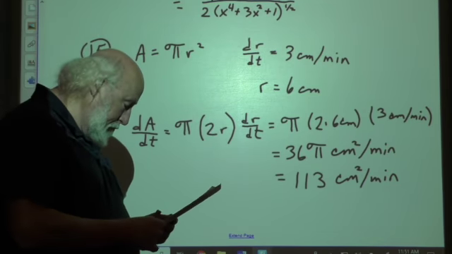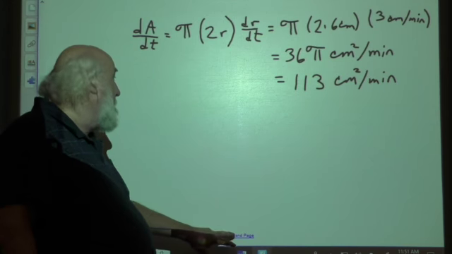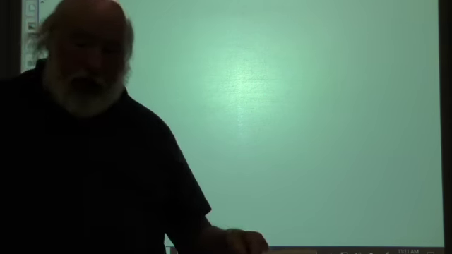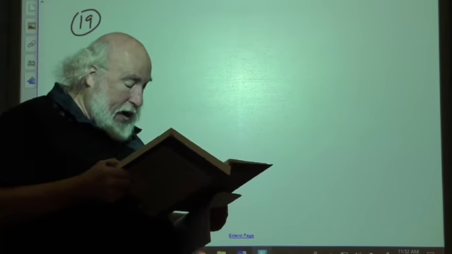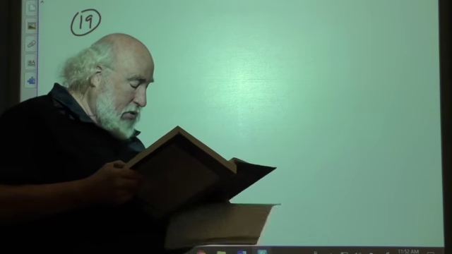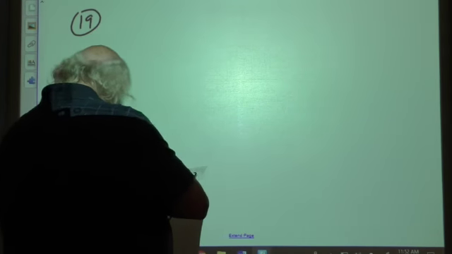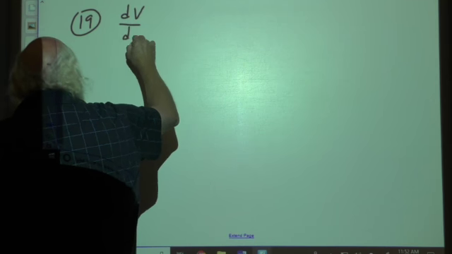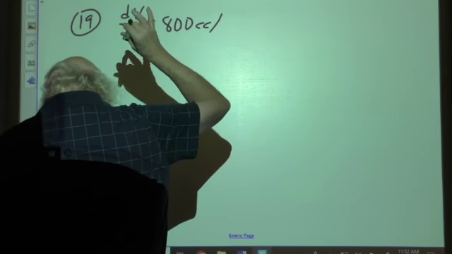Okay? All right. The last one we're going to do is number 19. And I'll read number 19 here together. We're told here a spherical balloon is inflated with gas at the rate of 800 cubic centimeters per minute. So, that sounds like dV/dt is equal to 800 cc's per minute.